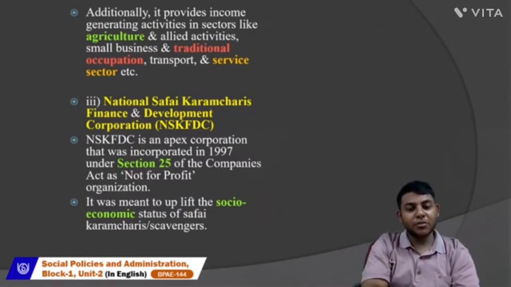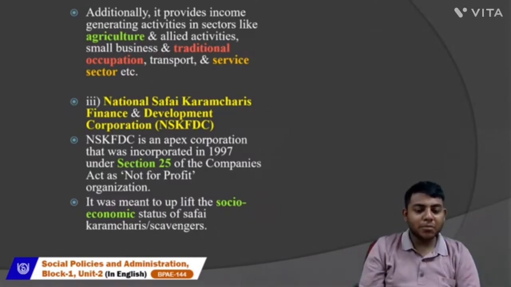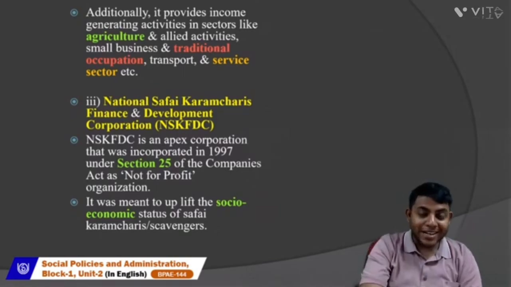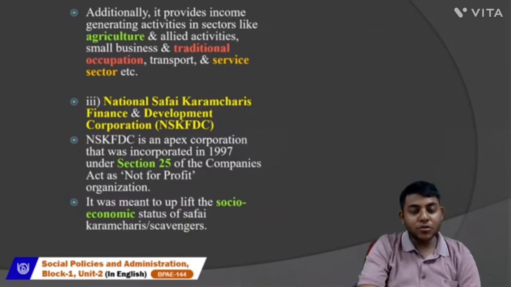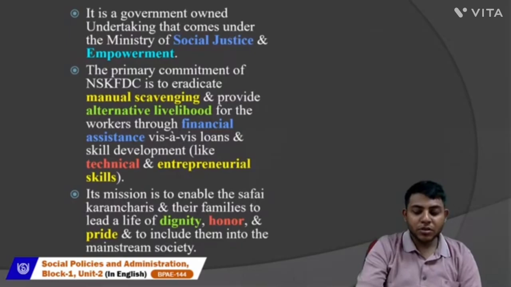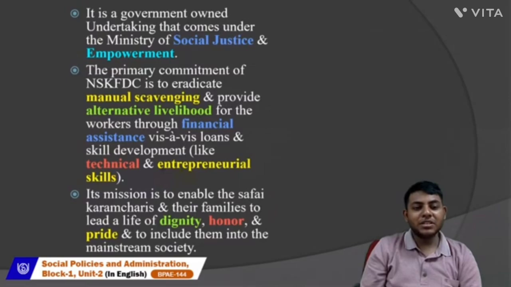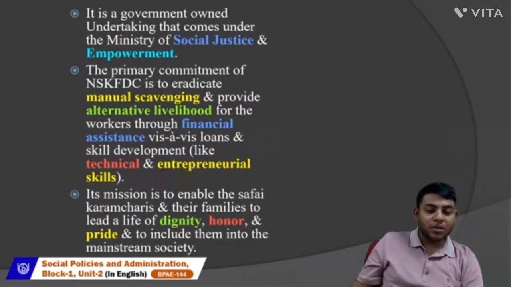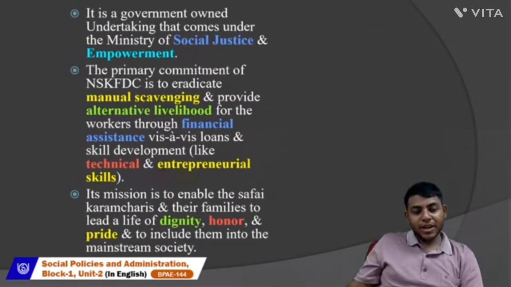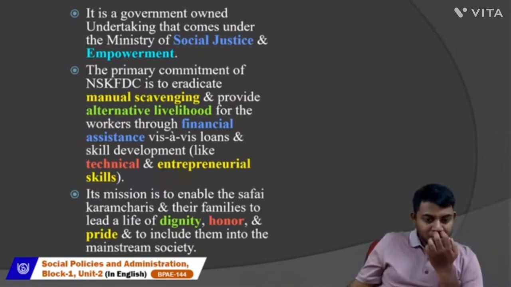It is an apex corporation that was incorporated in 1997 under Section 25 of the Companies Act as a not-for-profit organization. It was meant to uplift the socio-economic status of Safai Karmacharis or manual scavengers, and to end the curse or scourge of manual scavenging once and for all. It is a government-owned undertaking that comes under the Ministry of Social Justice and Empowerment. Its primary commitment is to eradicate manual scavenging and to provide alternative livelihood for the workers through financial assistance, vis-a-vis loans and skill development, like technical and entrepreneurial skills.